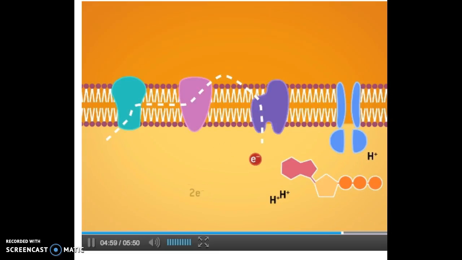At the end of the electron transport chain, the electrons combine with hydrogen ions and oxygen to form water. Oxygen is the final electron acceptor.